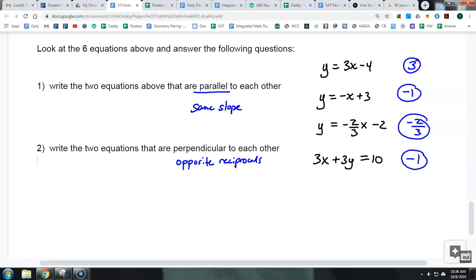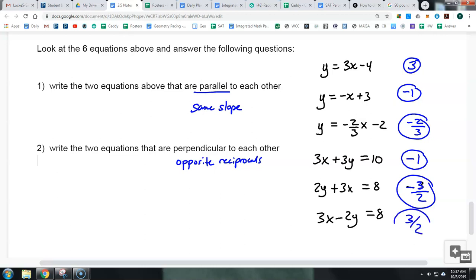The next one was 2y plus 3x equals 8. And his slope was, move it over, that'd be -3/2. And then finally our last one was 3x minus 2y equals 8. And his slope was +3/2.